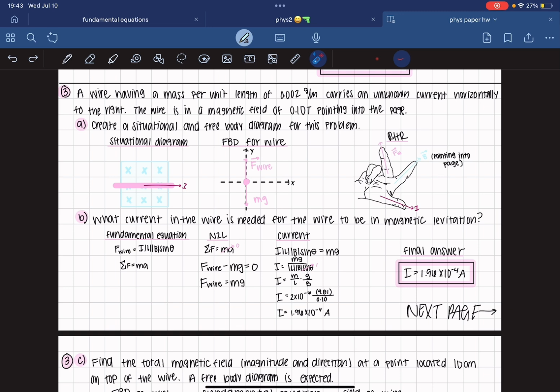The problem reads, a wire having a mass per unit length of 0.002 grams per meter carries an unknown current horizontally to the right. The wire is in a magnetic field of 0.1 teslas pointing into the page. Part A reads, create a situational and free body diagram for this problem.